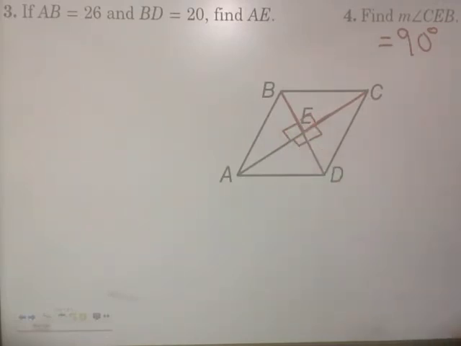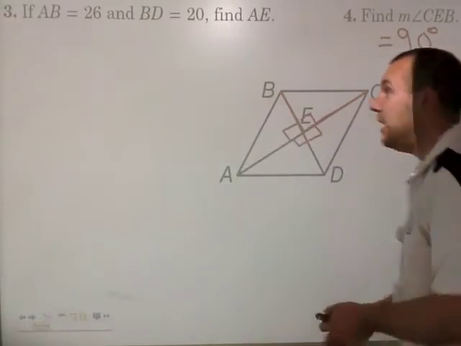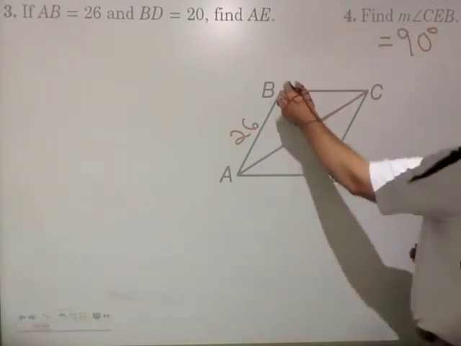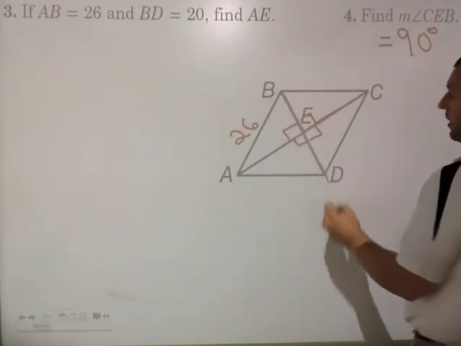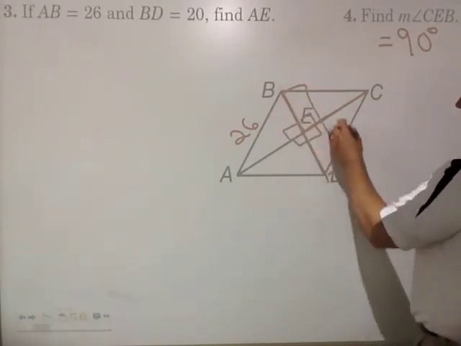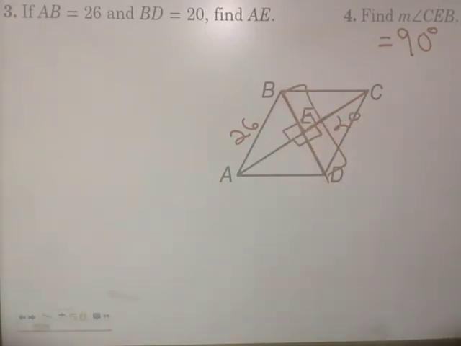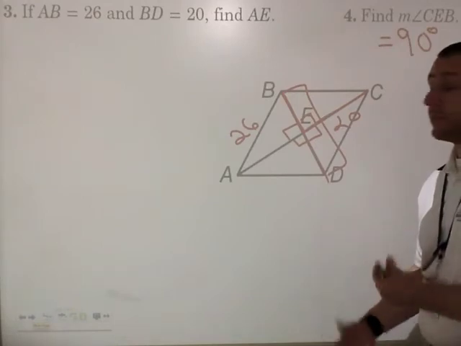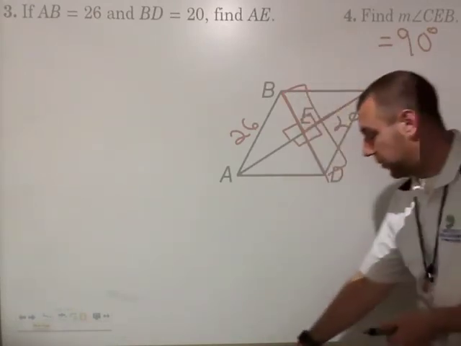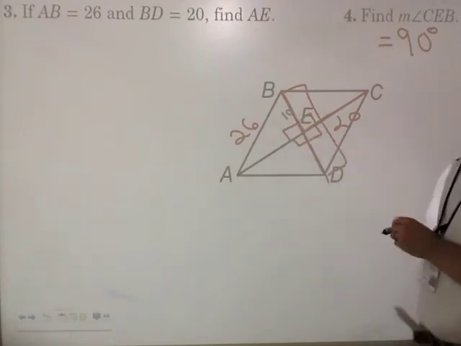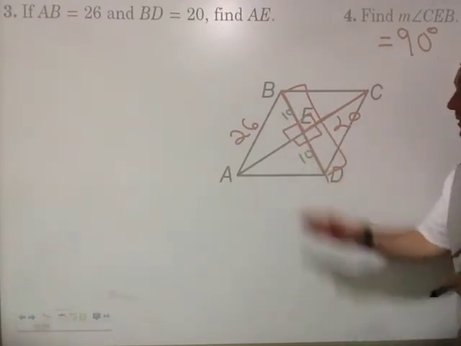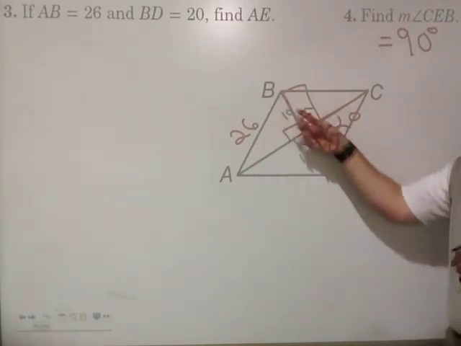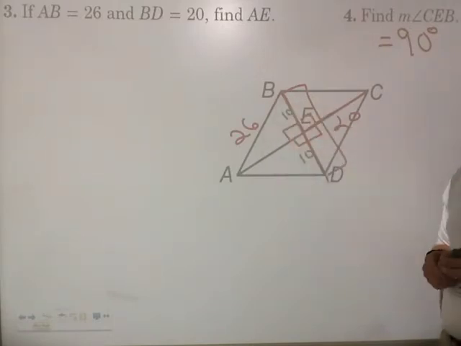Now, the next thing is AB for number 3 is 26. And then they say BD, this length, is 20. That whole length is 20. Now, this involves you remembering back to a rhombus is a parallelogram. So, if this whole length is 20, this individual piece is 10, this individual piece is 10, so that's the whole length. And now what I have to do is I have to solve this right triangle.